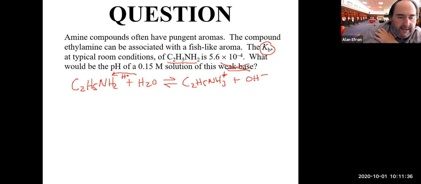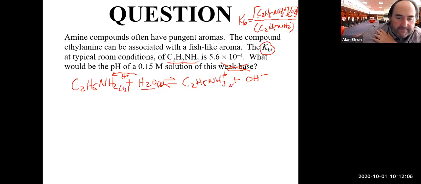Okay, so we can write our KB for this, and our KB here is going to be our products. Squeeze the OH in there, OH there on the end, and our C2H5NH2. Again, this is a liquid, so we're not going to include it. Everybody else here is aqueous.